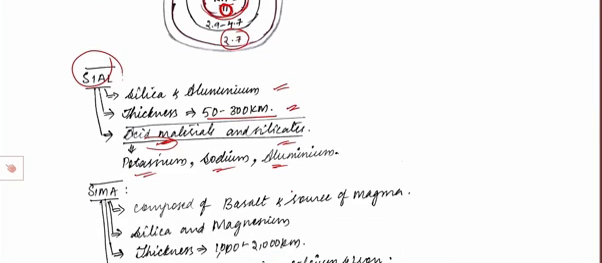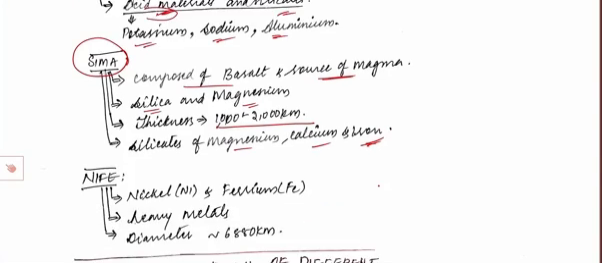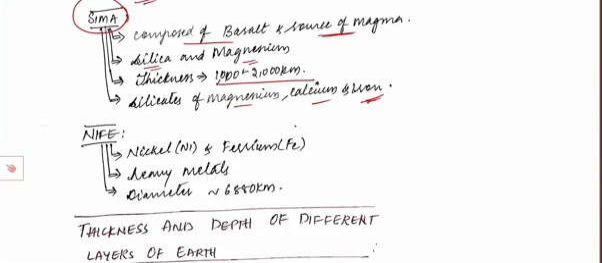He also noted that the inner mantle is composed of basalt and is a source of magma. So silica and magnesium are the main composition, and its thickness ranges from 1000 to 2000 kilometers. Silicates of magnesium, calcium, and iron are the compounds found in this area. And the Nife, that is the core area, mainly consists of nickel and ferrum, that is ferrous.